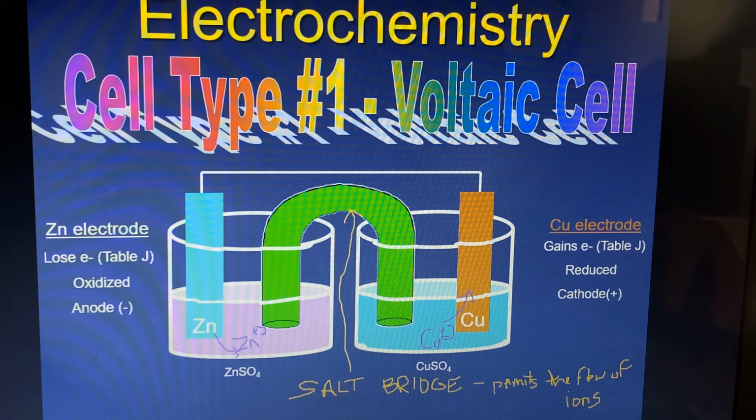When you get to superchem, they'll talk about which way the ions move. I'm not going to worry about which way the ions move, but this one's becoming positive, and this solution's becoming negative. So you're going to get a flow of ions through here. All we have to know is the salt bridge maintains neutrality. It's there to keep the reaction going.